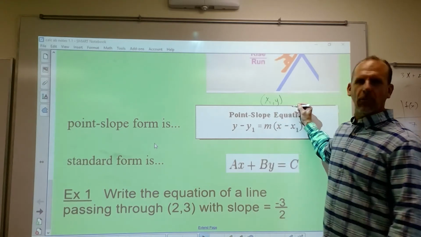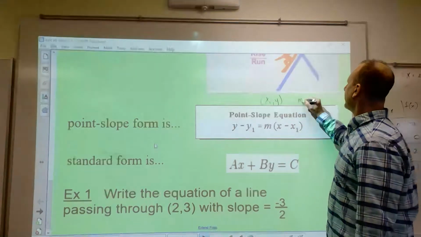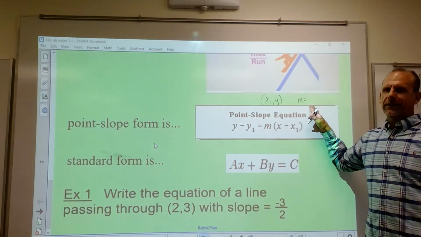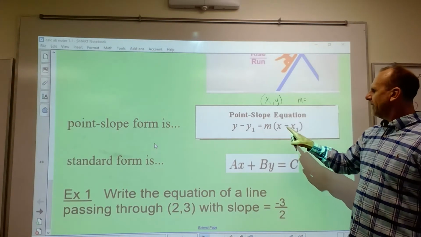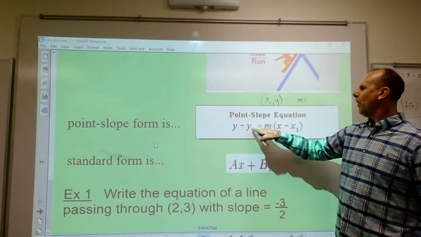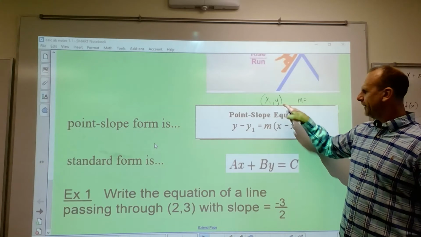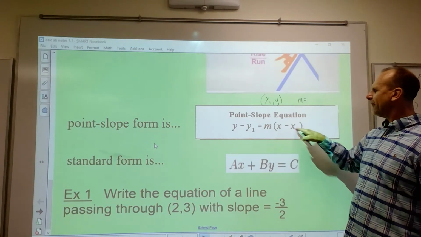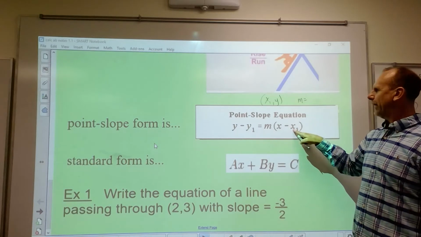Y1. That's your point. And your slope is M. So if you're given a point and a slope, it's easy, just pop it in. This Y is always the same, always write Y. Then this is the Y coordinate of the point. M is the thing they give you right there. And this is the X coordinate of the point.